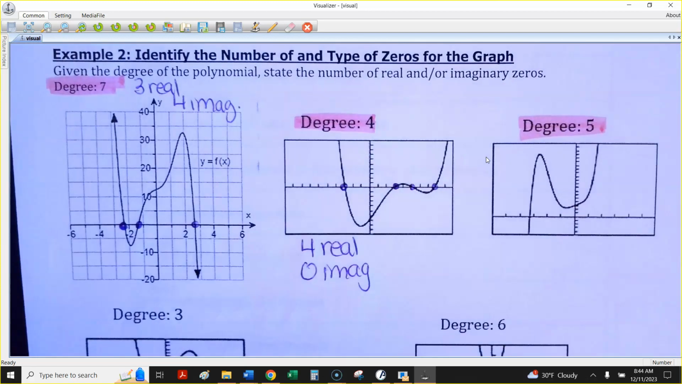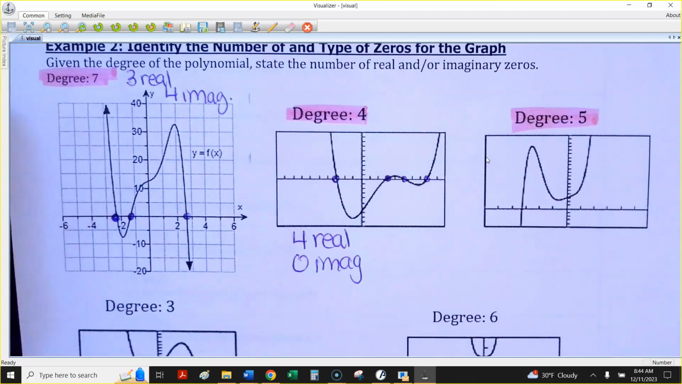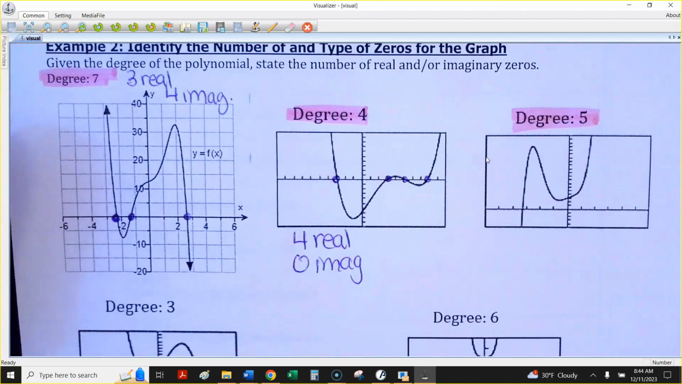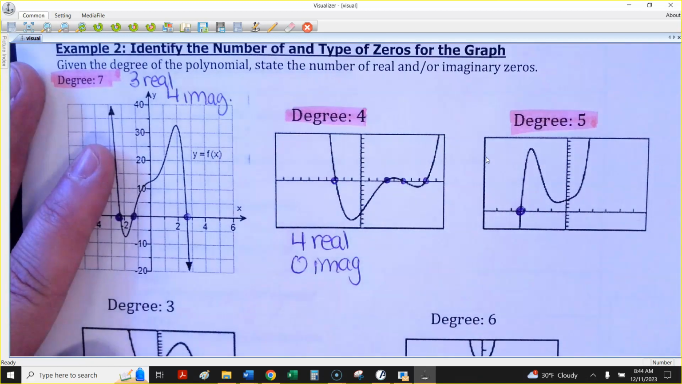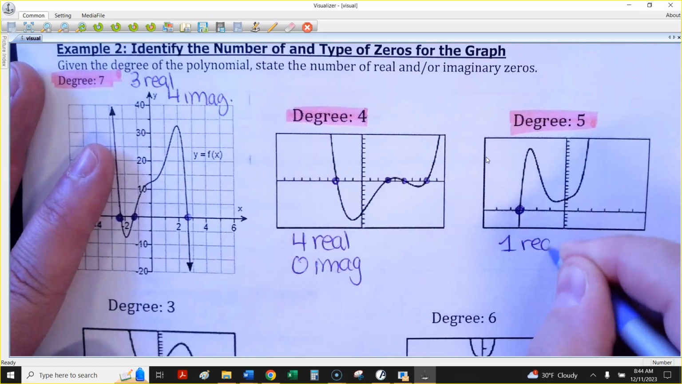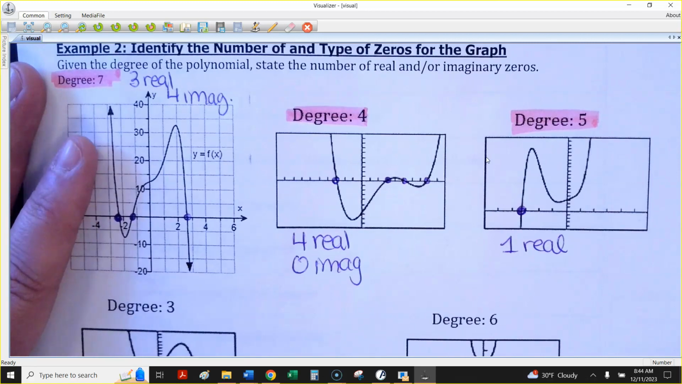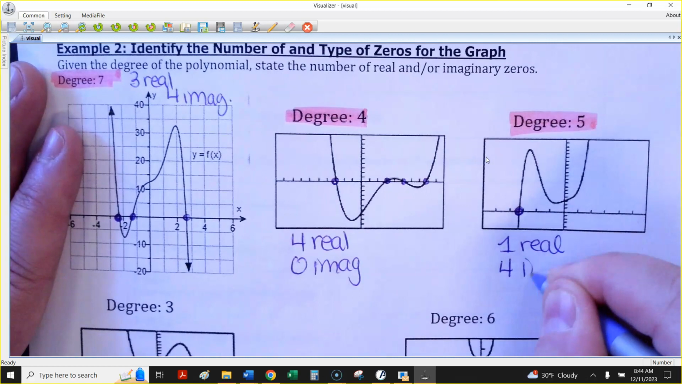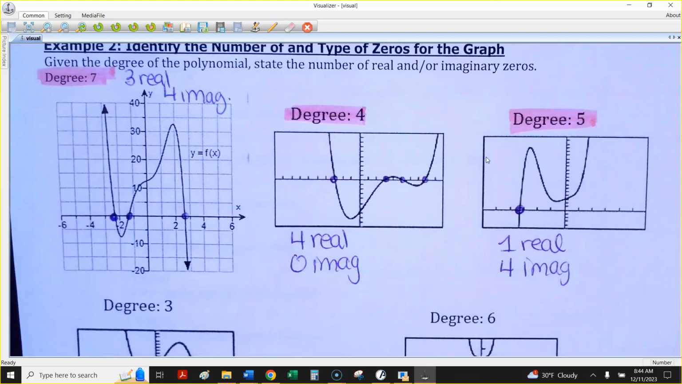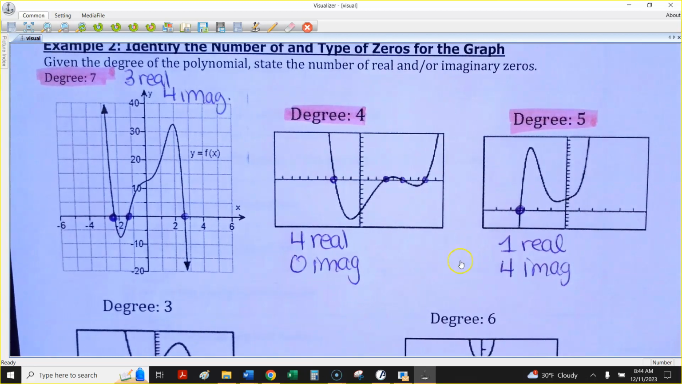Okay, 5th degree. All right, how many real zeros do you see on this graph? Just 1, right? This is the only place it touches or crosses the x-axis, and the rest of the graph stays away from it. So this has 1 real. How many imaginary do I have to have? 4. If it's a degree 5, this has to add up to 5. And you'll notice all of these that I've written down for the imaginary have to be even numbers. If they're not even numbers, then we maybe made a mistake.